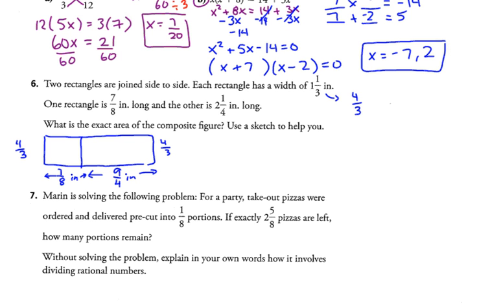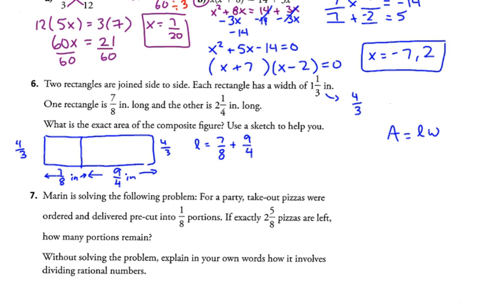Now, how do we get area? Length times width. So we know its width. Do we know its full length? How do we get its full length? Add them together. So the length is going to be 7/8 plus 9/4.